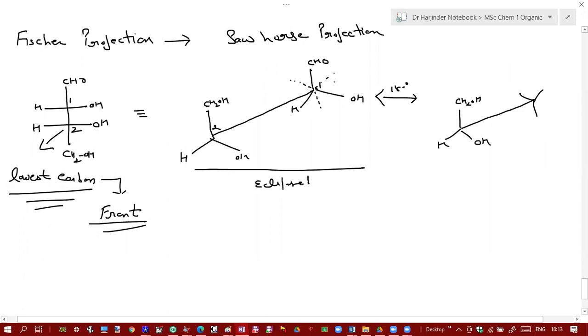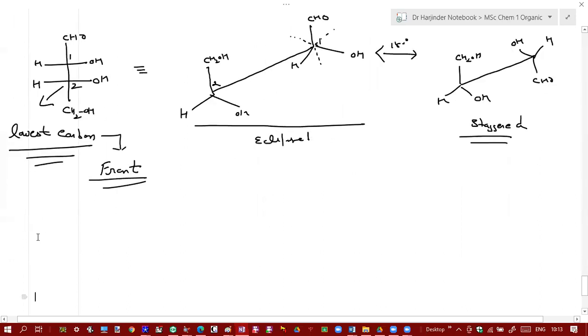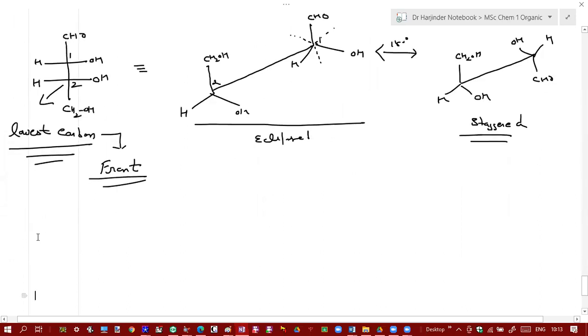Suppose you rotate carbon number 1. So it will be CHO, OH, hydrogen. So now this is your staggered. Now how will you convert it back into Fisher projection? Reverse.